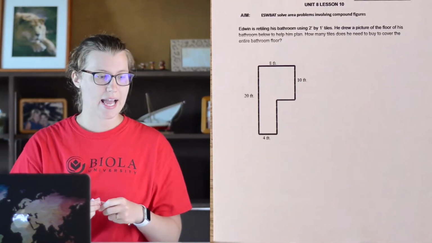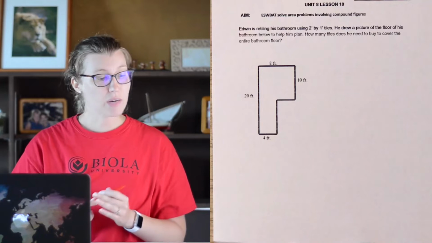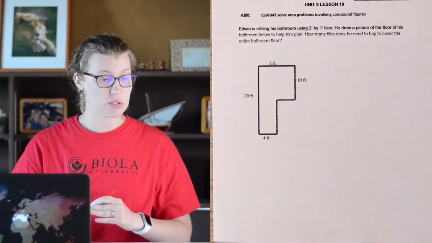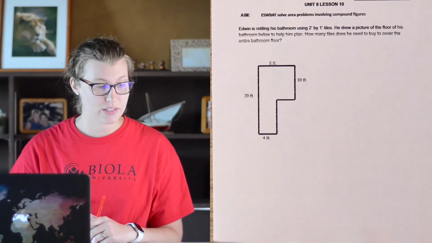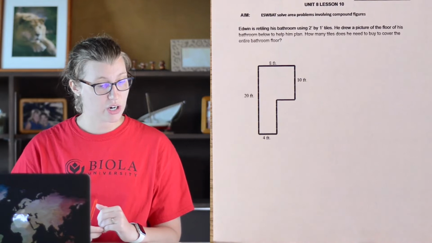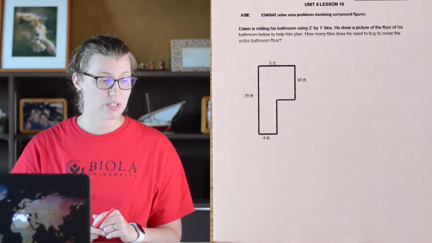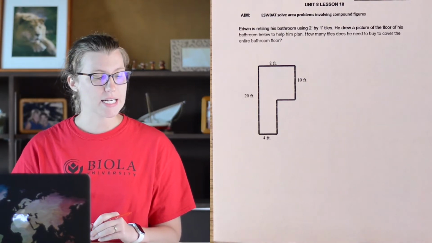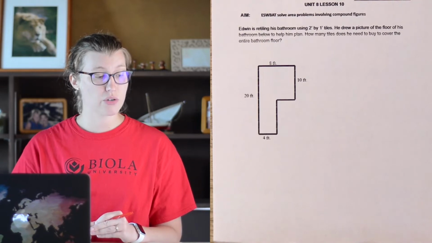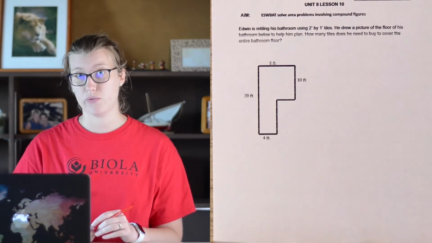So today we are going to be decomposing these shapes into rectangles and using what we already know about rectangles to figure out the area. So let's go ahead and get started. Edwin is retiling his bathroom using 2x1 tiles. He drew a picture of the floor of his bathroom below to help him plan. How many tiles does he need to buy to cover the entire bathroom floor?